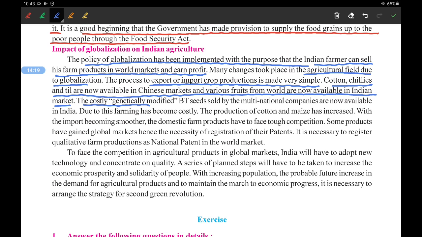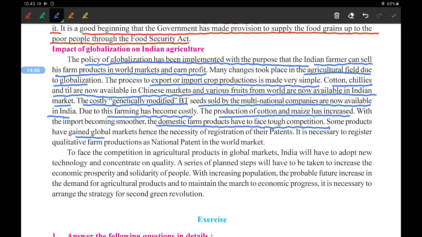The costly genetically modified BT seeds sold by multinational companies are now available in India also. Due to this, farming becomes costly. The production of cotton and maize has increased. With import becoming smoother, domestic farm products have faced tough competition. As imports become smoother, farm things are coming from other countries, and due to that, the domestic products have to suffer.